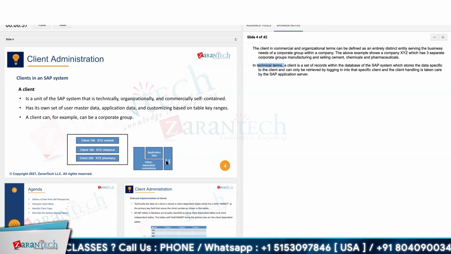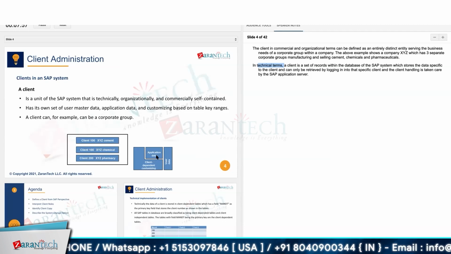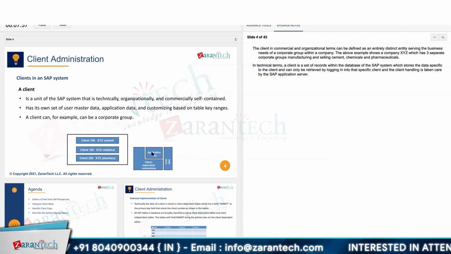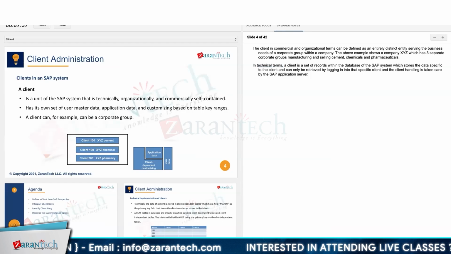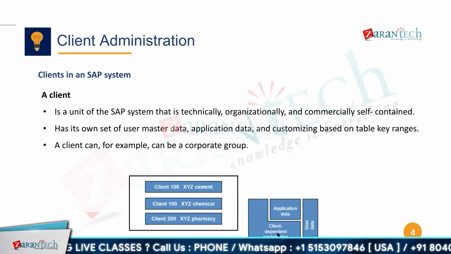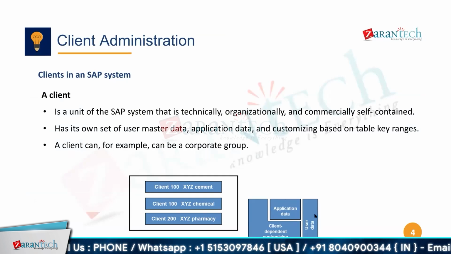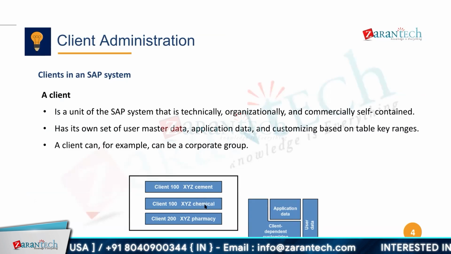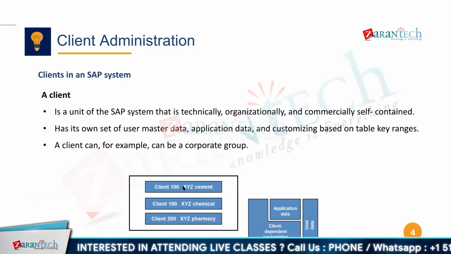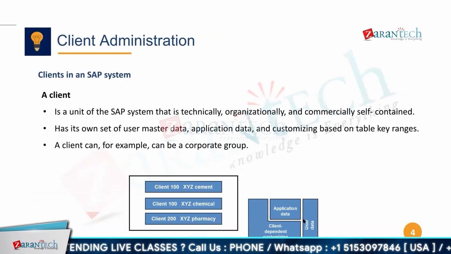Okay, so now there are three important terms here, so I would request you to pay attention. One is the application data. You see on the screen, we have the application data, the client dependent customizing and the user data. Number one, user data: the users in Tata Steel and automobile can only log into their particular client and do their respective tasks based on the authorizations given to them. So the user data is client specific.